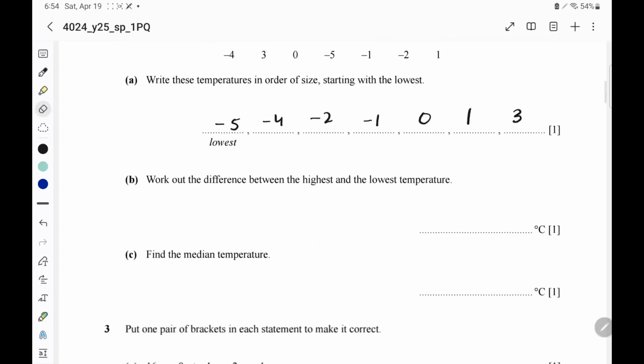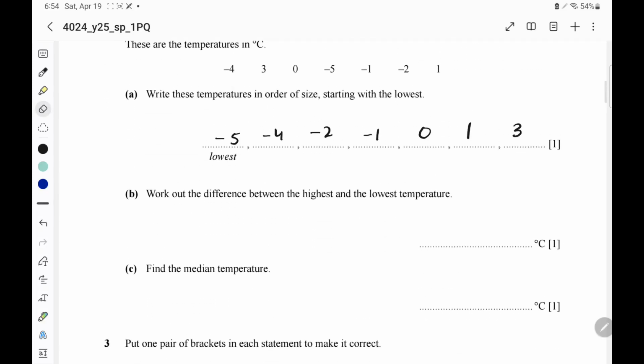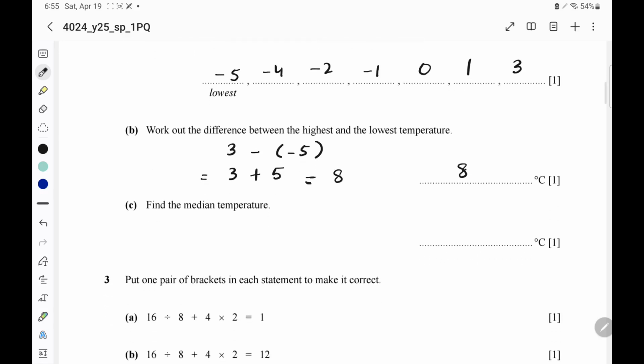Now part B, work out the difference between the highest and the lowest. This we also call the range. Whenever they use the word range, we do the same thing: the highest minus the smallest. So the highest is 3 minus, and the smallest is -5. So minus into minus will become plus, and that equals 8. So 8 is the answer for this part.